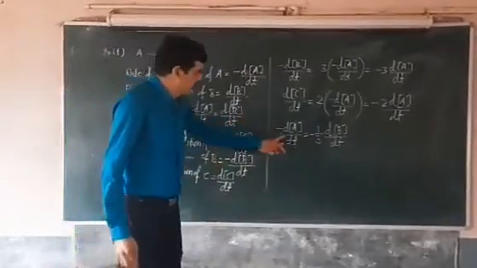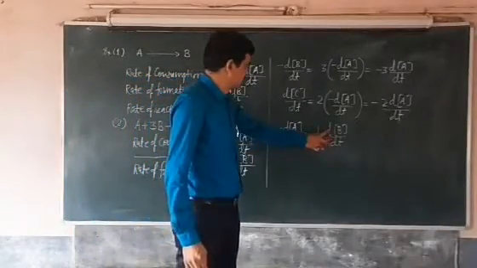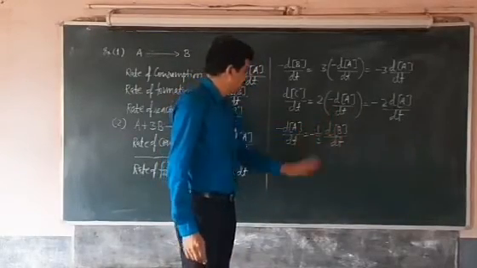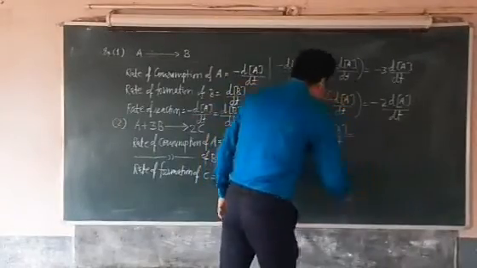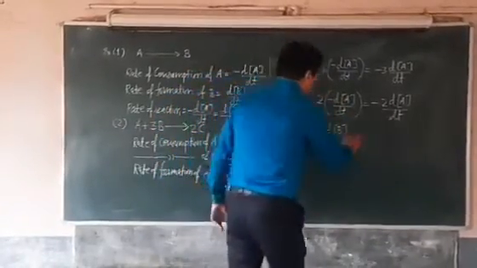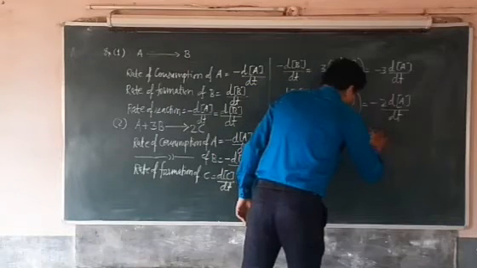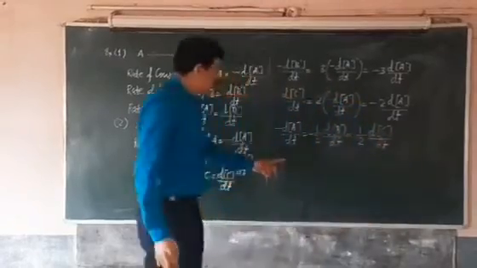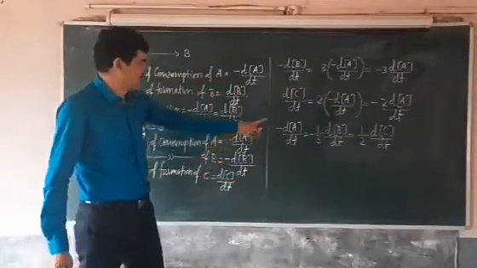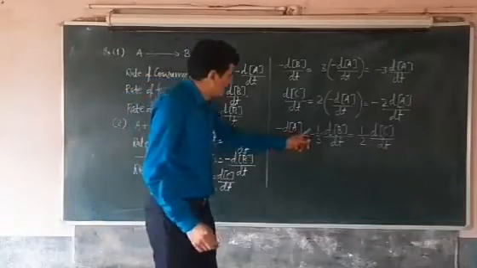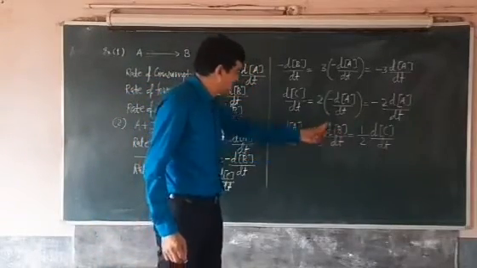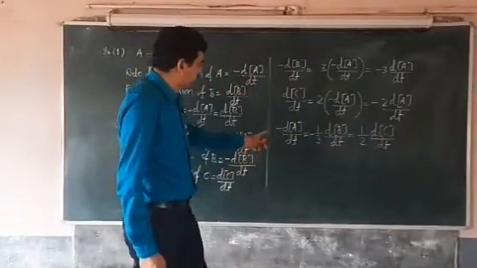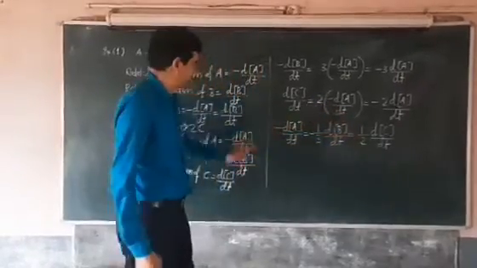Rate of consumption of A will be 1/3 of the rate of consumption of B, minus 1/3 dB by dt, which is equal to half of the rate of formation of C. In this way, all these three are related with each other. This is the rate of consumption of A, minus dB by dt is the rate of consumption of B, and dC by dt is the rate of formation of C. And these three are related with each other in this way.